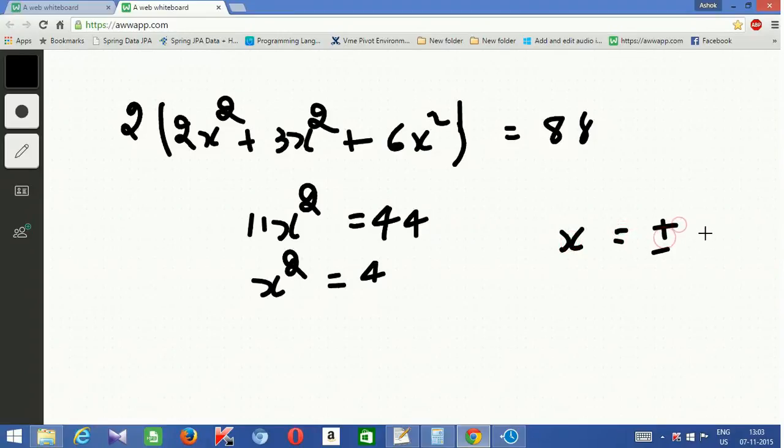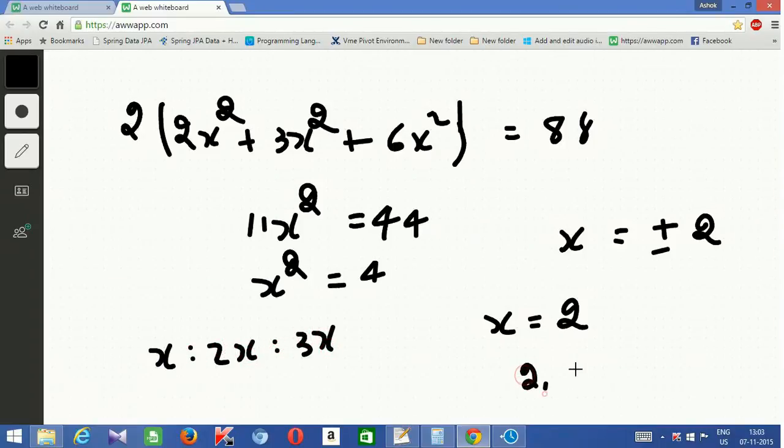These are ratios and cannot be negative, so x should be positive. When x is equal to 2, the ratio x, 2x and 3x gives the actual values 2, 4 and 6 if you substitute x here. So this is the length, this is the breadth, and on the other hand this is your height.